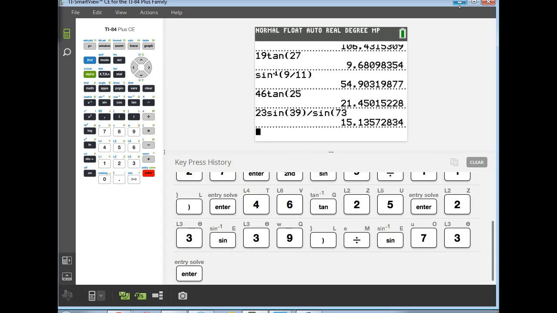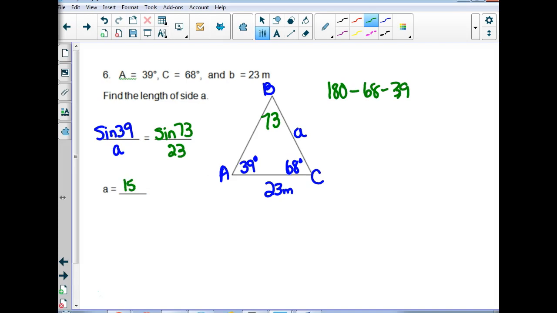15.14 would be to the nearest hundredth. It didn't specify, so I kind of just stuck with the hundredths from the previous problem. If you went to tenths, it wouldn't be a big deal.